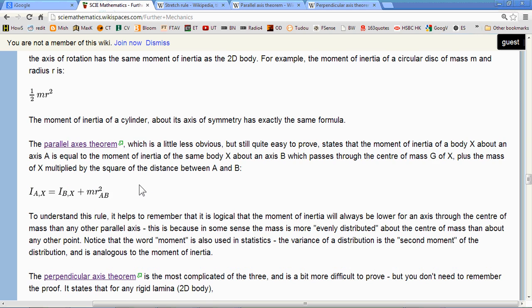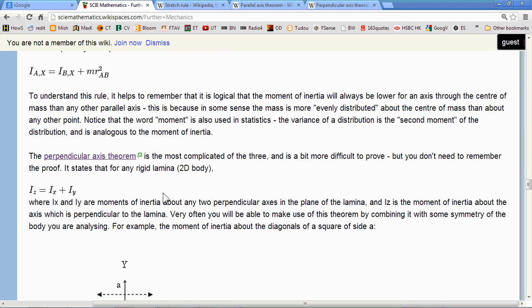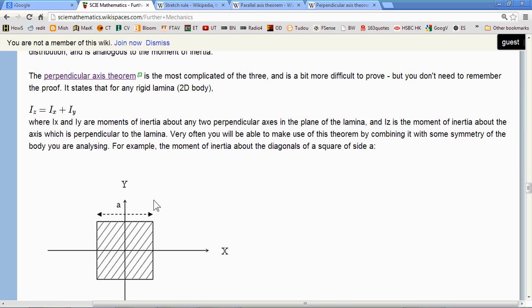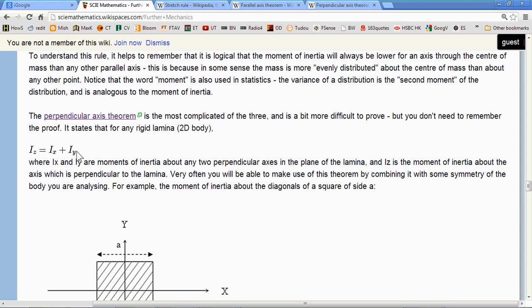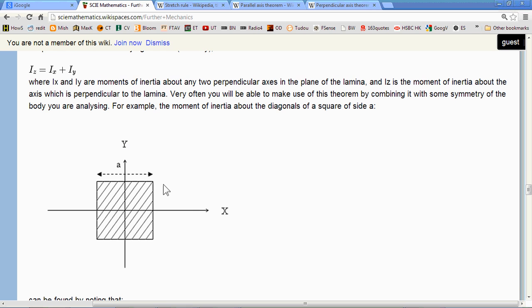Now, the perpendicular axis theorem, also very useful. I think I've given an example here, yeah, is saying that if we have two perpendicular axes and we know the moments of inertia about those two axes, so let's look at this diagram. Here's some square or something. If we know the moment of inertia of the square about y, and we know the moment of inertia of the square about x, so these are two axes forming a plane, which in this case the square is in that plane. Do you see? Think of x and y as a graph, just a flat 2D surface.